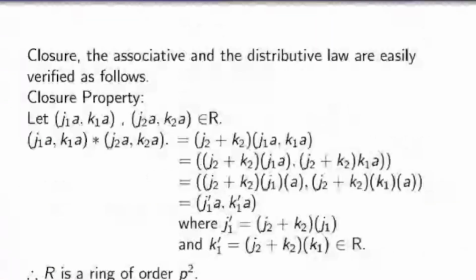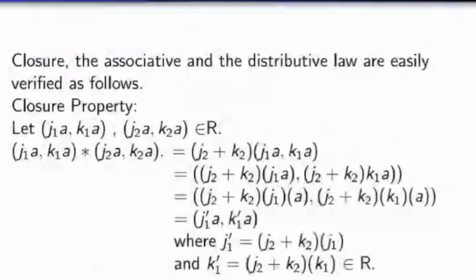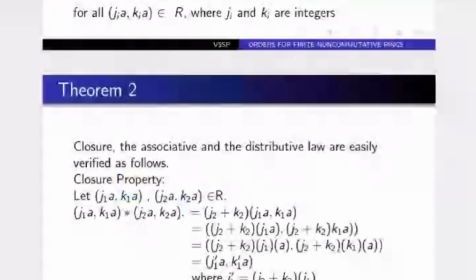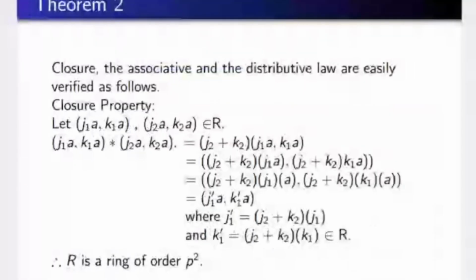Okay. So the closure property: firstly, we need to show that this set R with the multiplication operation is a ring. So we are going to show that this is a ring. The closure property is shown here.